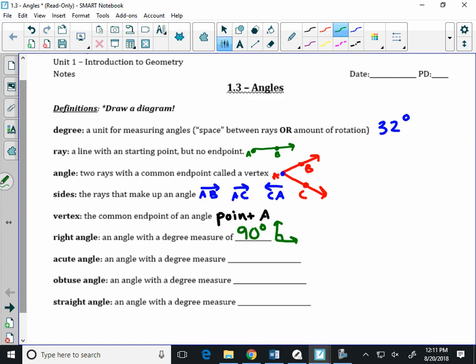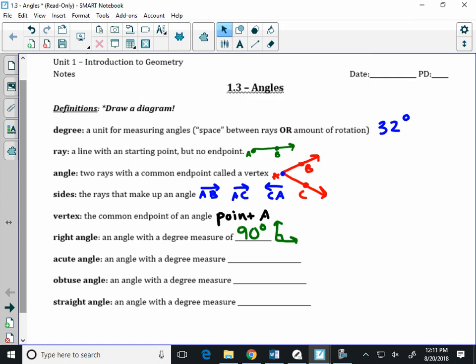Unless the directions tell you it's a 90-degree angle, or that box is drawn there, you can't assume that it's a 90-degree angle. You either have to be told, or the box has to be there. Because sometimes things look like 90-degree angles, but they're really like 89 degrees. So it looks close. So the box has to be there, or the directions have to tell you. Keep that in mind for future problems.